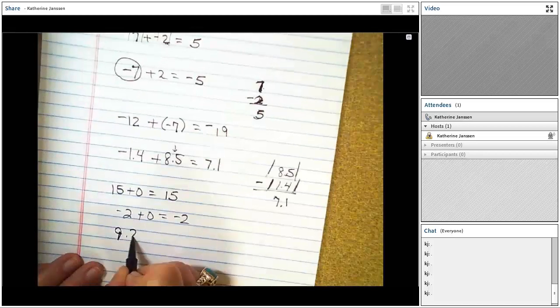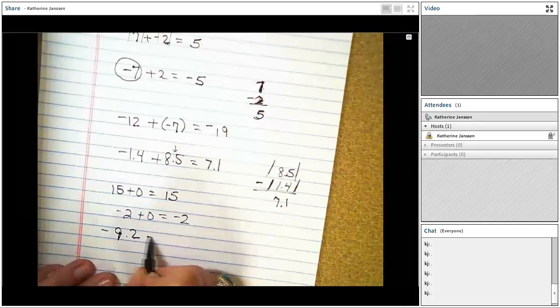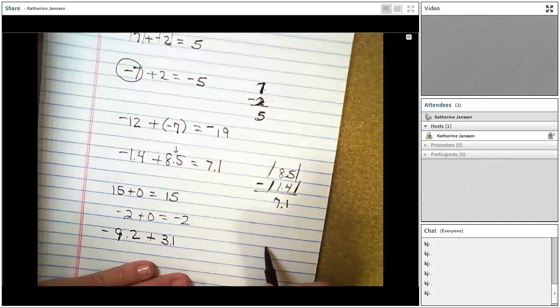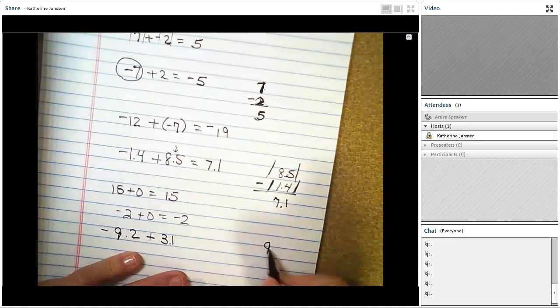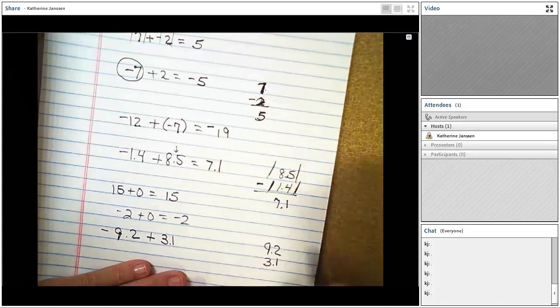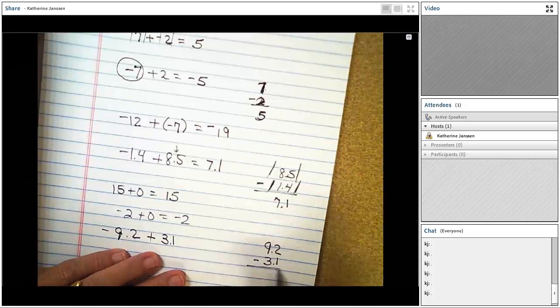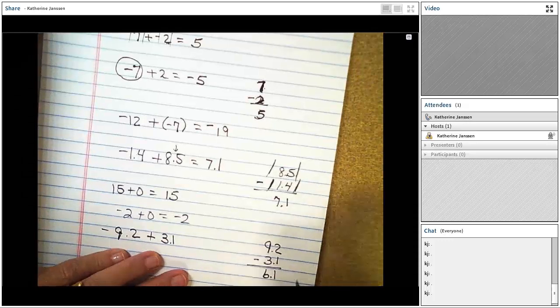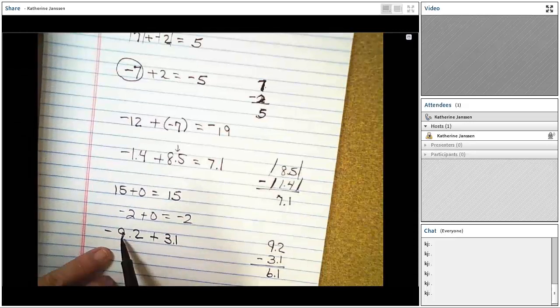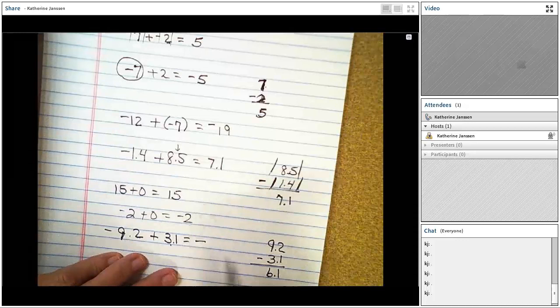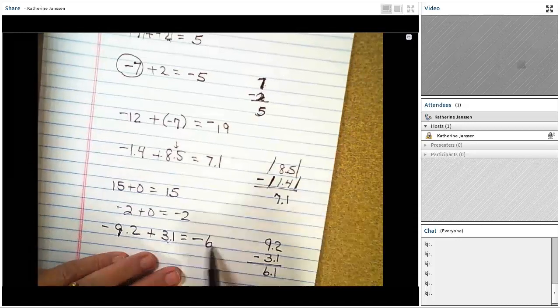A negative 9.2 plus 3.1. Take the absolute value of each, so it strips it of its sign, subtract the smaller from the larger, and keep the sign of the absolute value that's larger. Well, the absolute value of 9.2 is greater than the absolute value of 3.1, so my answer is going to be negative 6.1.